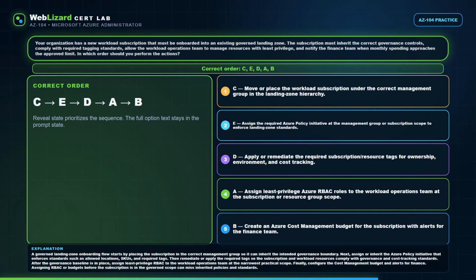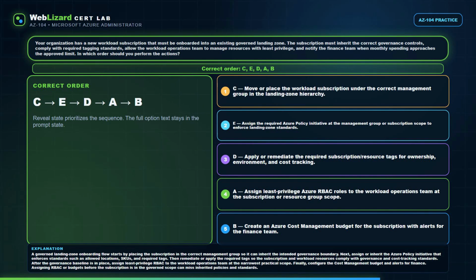The correct order is C, E, D, A, B. A governed landing zone onboarding flow starts by placing the subscription in the correct management group so it can inherit the intended governance boundary. Next, assign or inherit the Azure Policy initiative that enforces standards such as allowed locations, SKUs, and required tags.